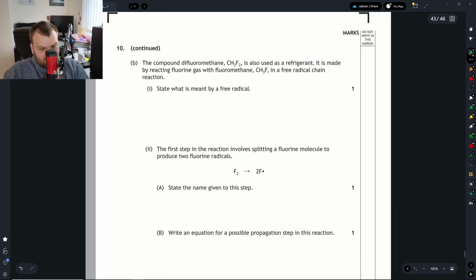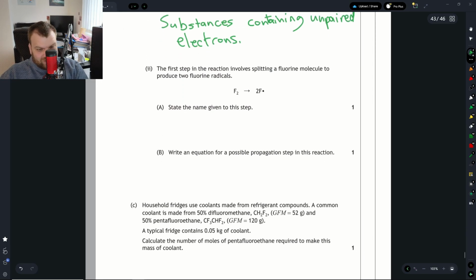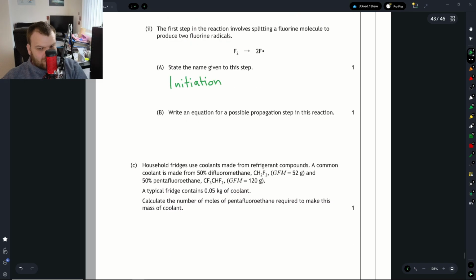A free radical is a substance that contains an unpaired electron, not a 3 electron, an unpaired electron. In this one, we are producing radicals. This means this has to be the first step in the reaction, which is an initiation reaction. In a propagation step, there will be free radicals on both sides.